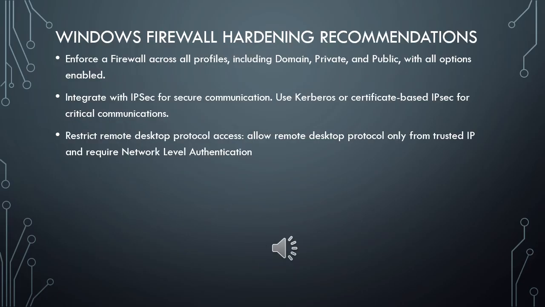Next, let's look at some key Windows Firewall hardening recommendations. Our first point would be enforcing across all profiles. First, make sure the firewall is enforced on all profiles, including domain, private, and public, with all options enabled. This helps ensure consistent protection regardless of network location.